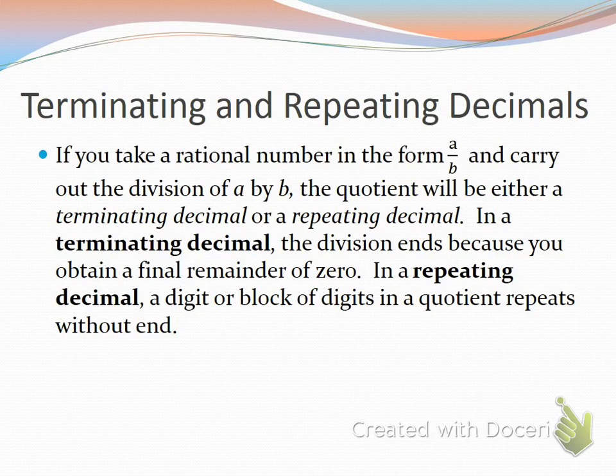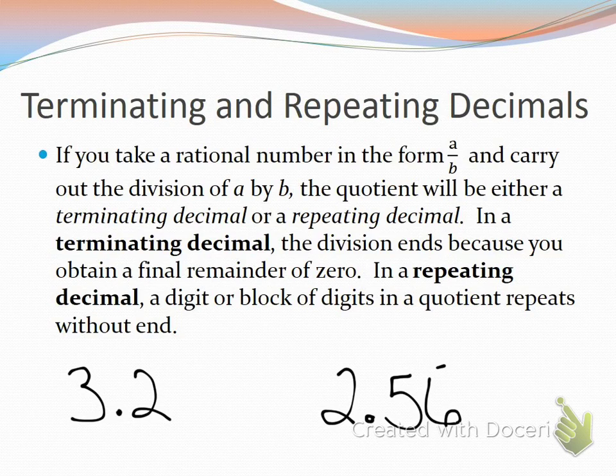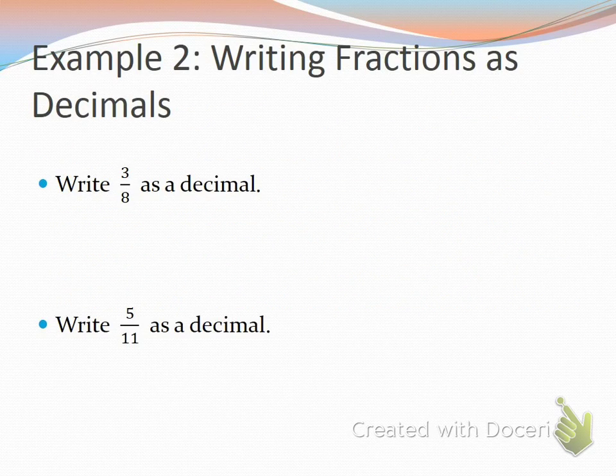All right, now let's talk about, for a minute, terminating or repeating decimals. A terminating decimal is a decimal that simply ends, 3.2. A repeating decimal is a decimal that continues on, 2.56, and it does not end. And I show it using what we call bar notation, just a fancy word for the bar that occurs over the numbers that repeat. All right, so in example 2, I'm converting the fractions to decimals.